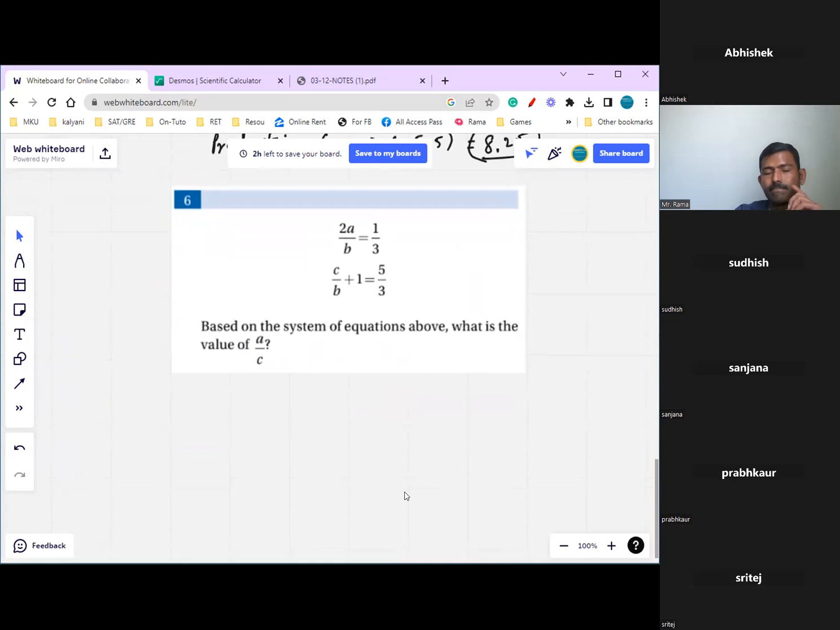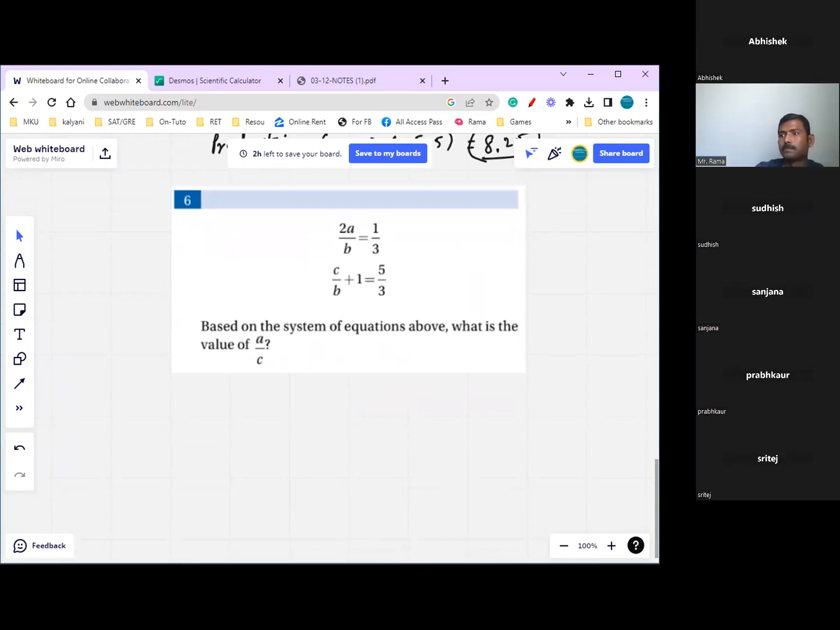2A divided by B equals 1/3. C over B plus 1 equals 5/3. Based on the system of equations above, what is the value of A over C? So they gave you a couple of equations. This time they're not asking for A or B values, but they're asking A over C. Just give it a try, use your paper and pen and see what you can get.